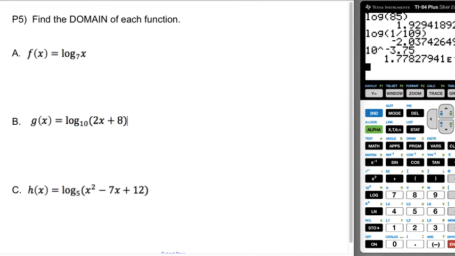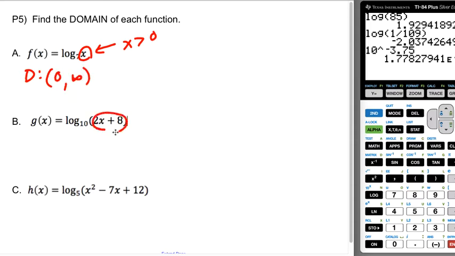All right, so let's try a P5 and then that'll be it for this particular video. Go ahead and pause me if you want. So again, we're finding the domain of each function. The inside of the log has to be greater than 0. So here, this is just x is greater than 0. I'm going to write the domain as 0 to infinity, parentheses on both ends.